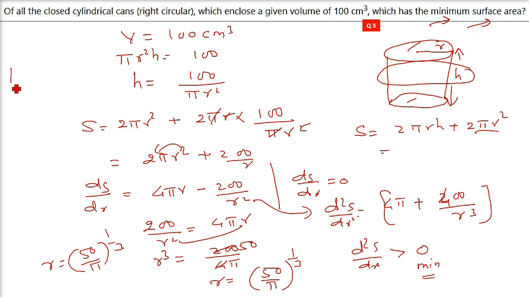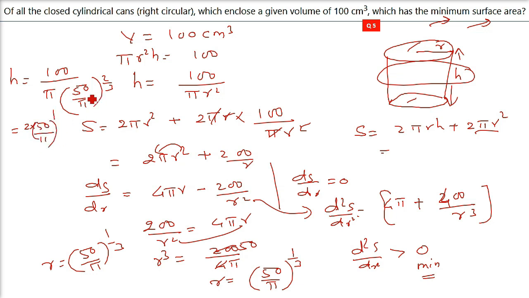But once we are at a radius, we need to find out the height also. Height is 100 by pi r square. And this r square goes to 50 by pi to the power 1 by 3, 1 by 3 into 2 is 2 by 3. Now this 100 by pi can be written as 50 by pi, that is 2 into 50 by pi. When you have 2 into 50 by pi, this 50 by pi in the denominator goes up, which is minus 2 by 3. So 1 minus 2 by 3, let me show you what I am trying to say.